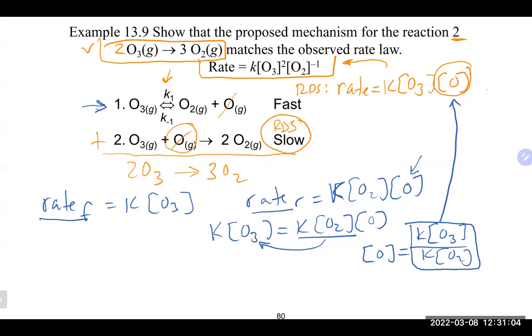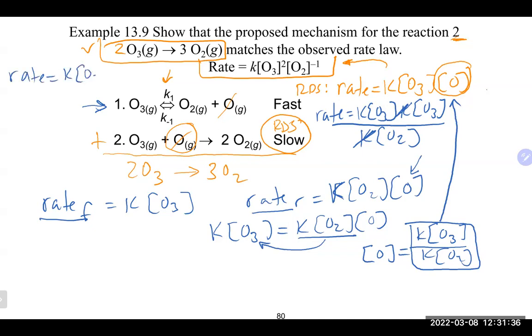And if we do that, we end up with a rate law that is k O3 times k O3 divided by k O2. Again, we could do a little bit of cleaning up here. We have a k on top and a k on the bottom that's going to cancel. We basically have O3 and O3, which is O3 squared up on top. So cleaning it up gives us the rate is equal to k O3 squared up on top and O2 on the bottom. Now we got something that we can compare to this rate law.